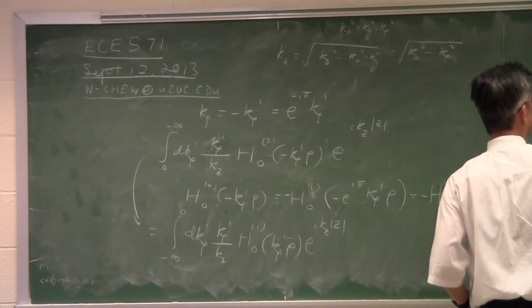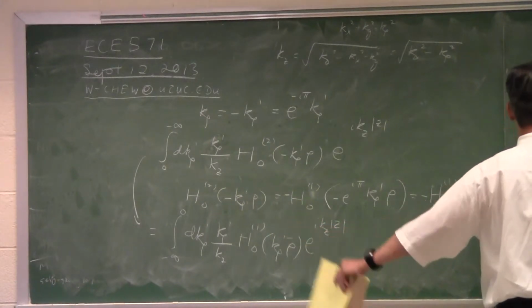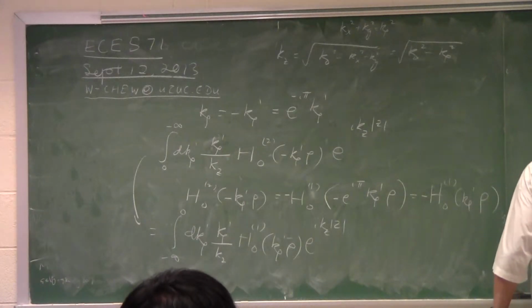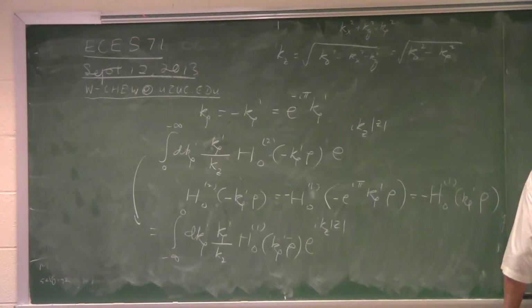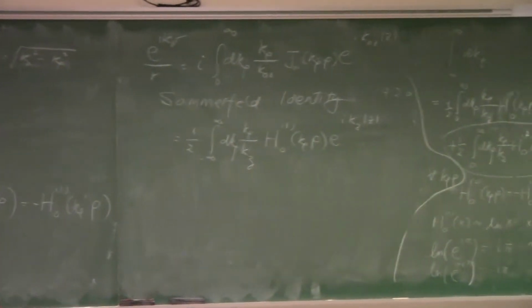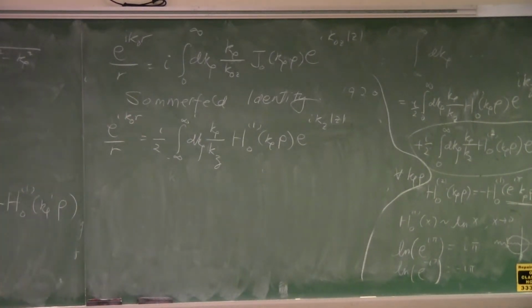that this can also be written as i over 2, integral from minus infinity to infinity. K rho prime is just a dummy variable, so I can call it K rho, doesn't matter. H0^(1)(K rho) e to the i K z. See, K z is just K naught, okay? I'm just going to make them the same. And this integral has an advantage in the sense that it goes from minus infinity to infinity.